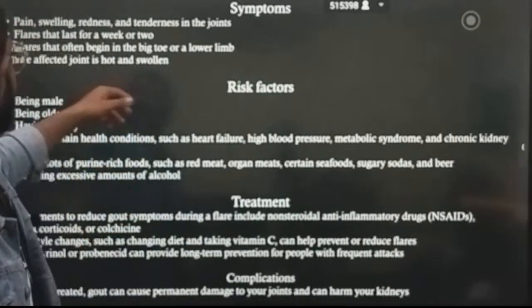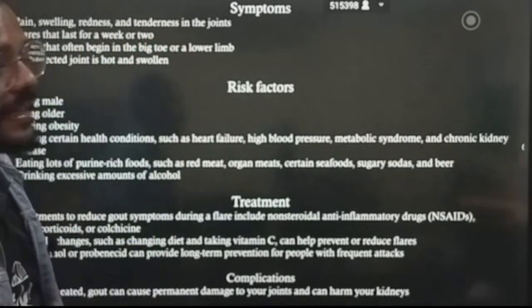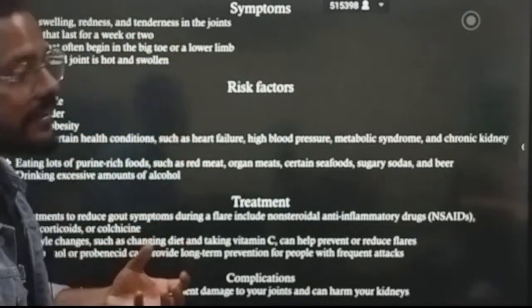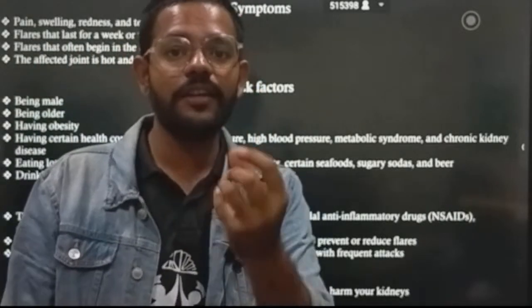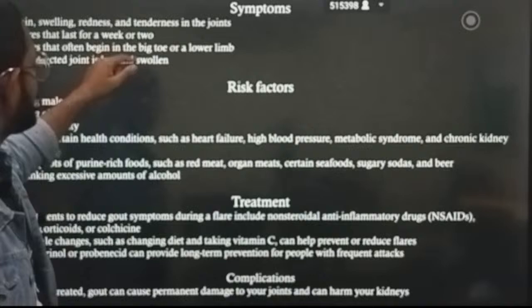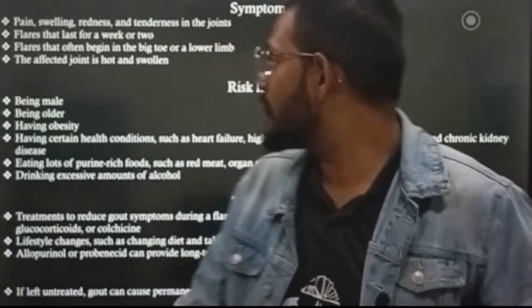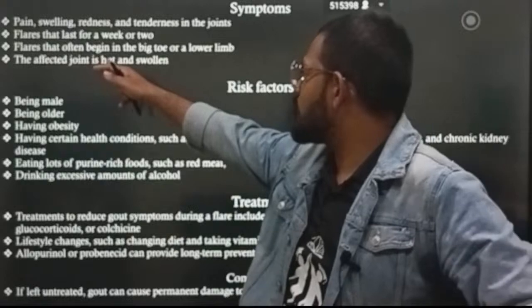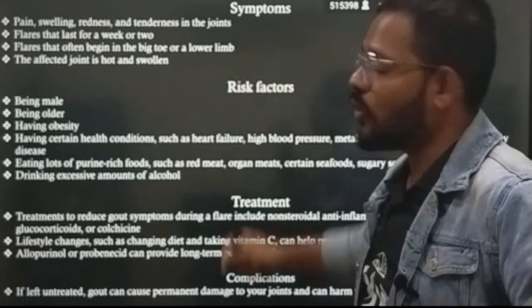Okay, symptoms: pain, swelling, redness and tenderness in the joint. Swelling will be there, pain will be there, redness will develop, tenderness means it will inflame. Okay, it will become swollen like this. Okay, then a flare that lasts for a week or more than 2 weeks. Okay, flares often begin in the big toe or a lower limb.